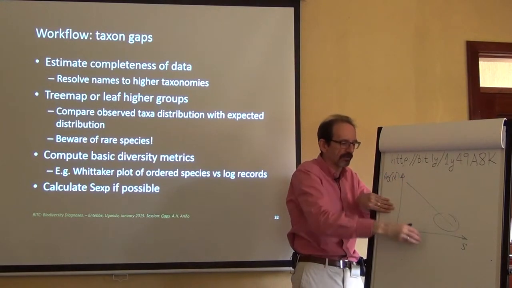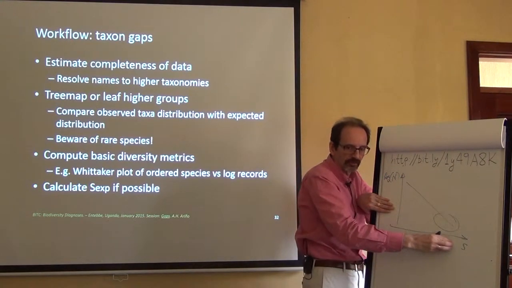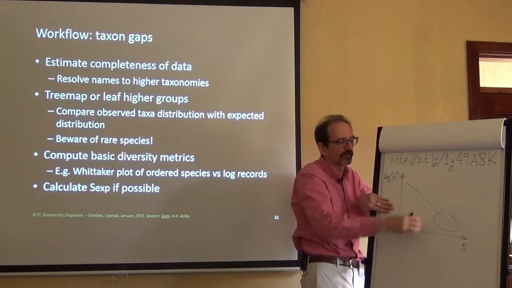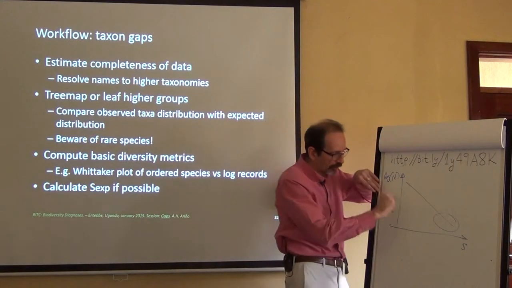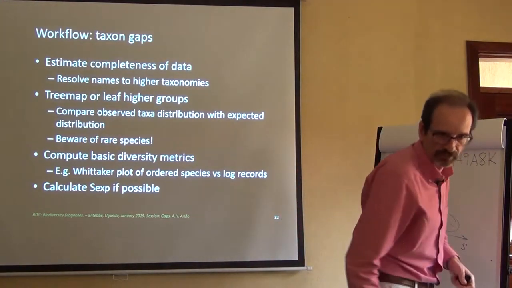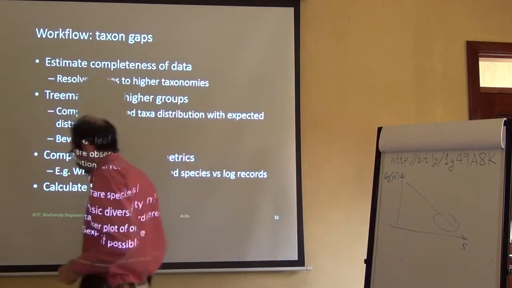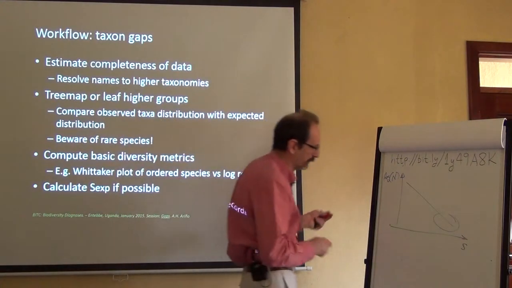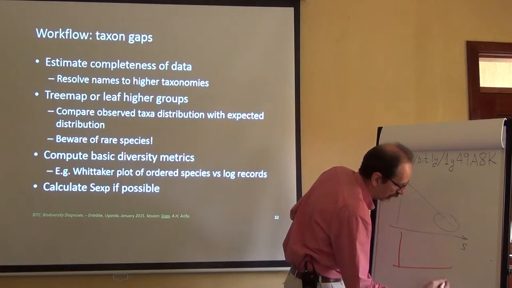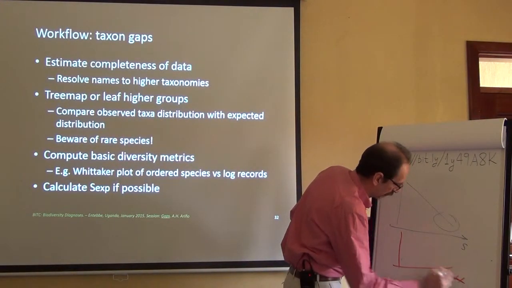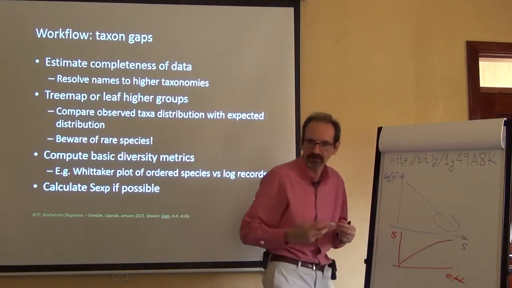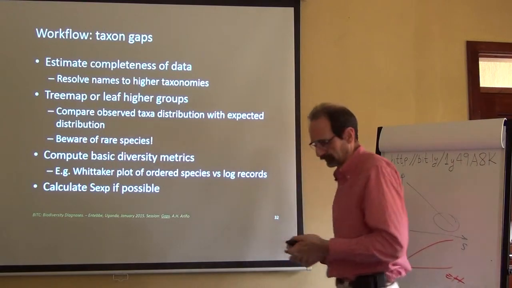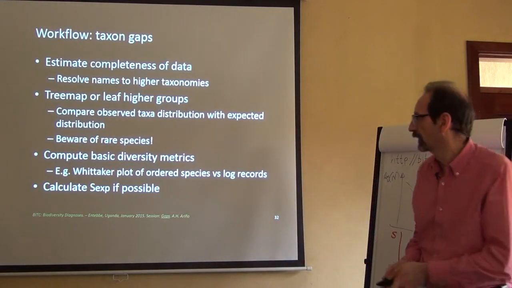A high slope means that it will be very difficult for new species to appear. A low slope means that a lot of new species will appear. A very low slope is similar to what Tom showed us before in the effort species curve, like this. I mean, not really flattening out. And if possible, calculate CESP.